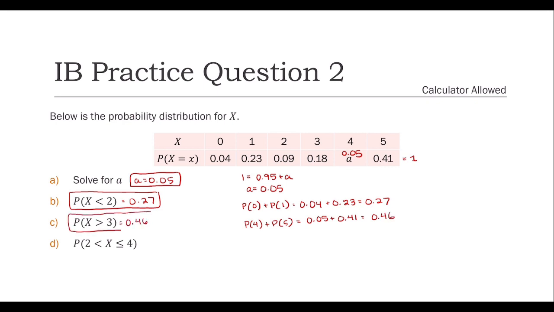Then finally, we have the probability that 2 is less than x is less than or equal to 4. Since 2 is less than x, 2 is not part of this probability. You could have 3, and then since it could be equal to 4, you'll have the probability of 4. So we're just adding those together. 0.18 plus 0.05 is 0.23. And that's it for this problem.